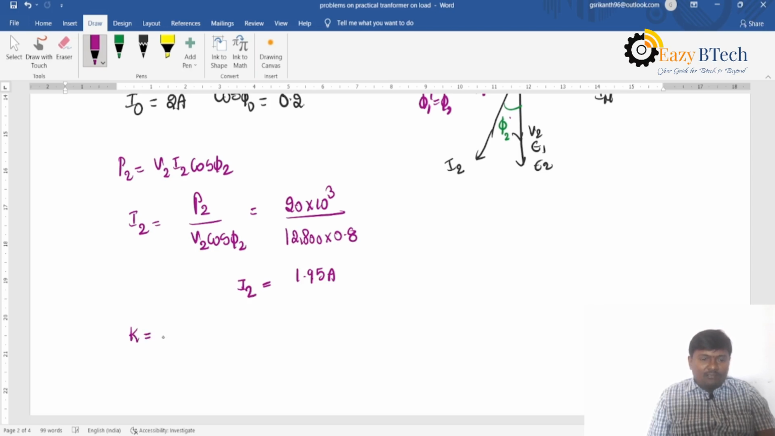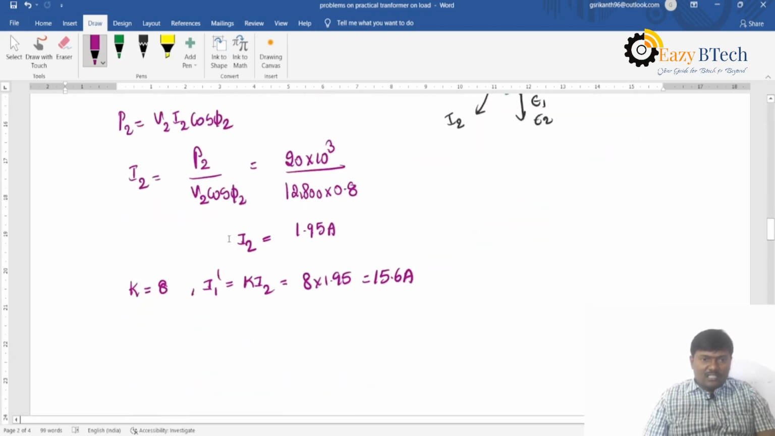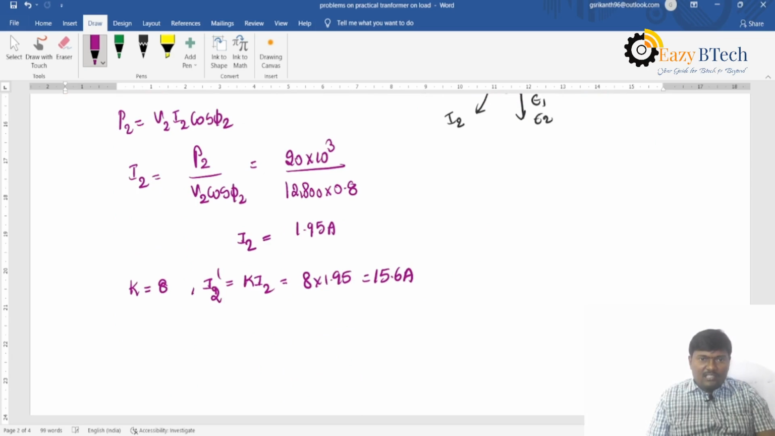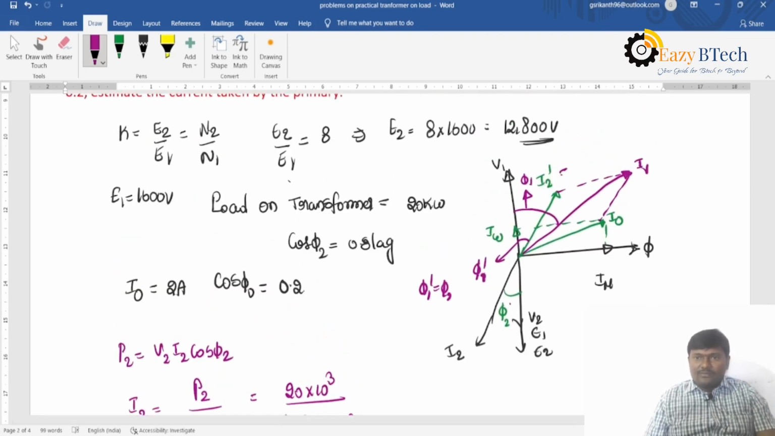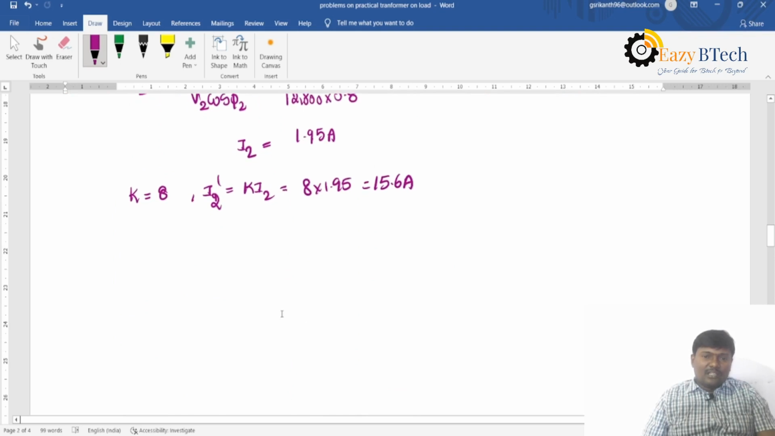What is the K value? The K value is 8. Then find out the I1 dash is equal to K times of I2. 8 into 1.95, that should be equal to 15.6 amperes. So here the I1 dash or I2 dash is 15.6 amperes, and the I0 value is given as 2 amperes. So by using a parallelogram method, you can find the values.